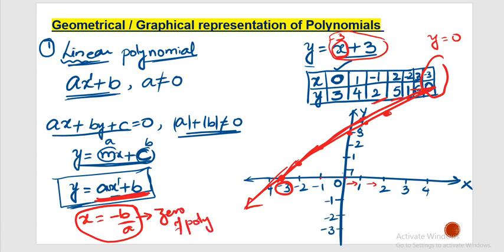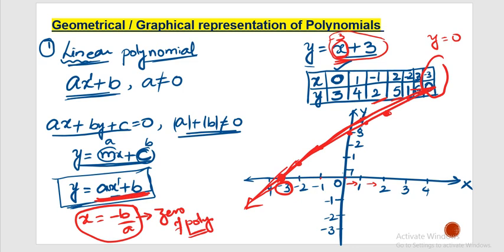So zero of this particular polynomial, right? Likewise here, x is equal to minus 3 is my zero of the polynomial. So graphically, if you want to talk about the zero of the polynomial, then we can say that the point where my line intersects the x-axis gives me the zero of that particular polynomial. This is nothing but the graphical approach to find the zero of the polynomial.